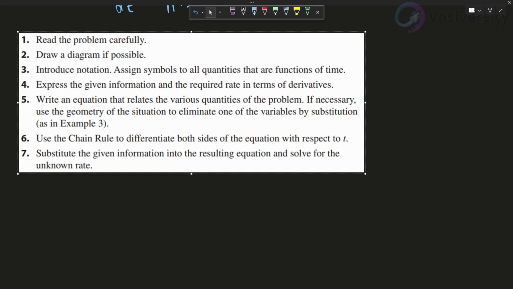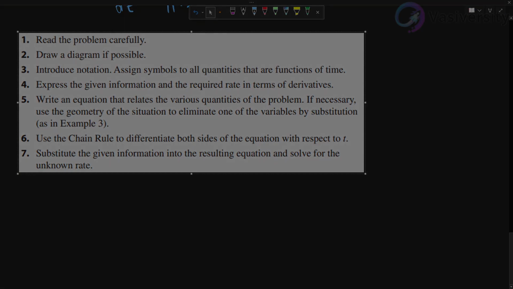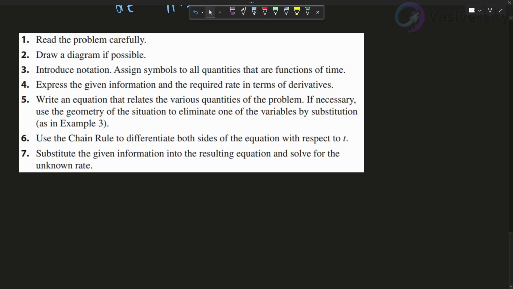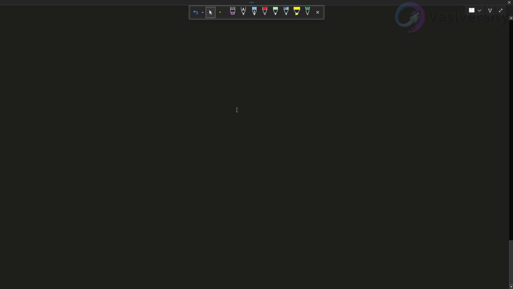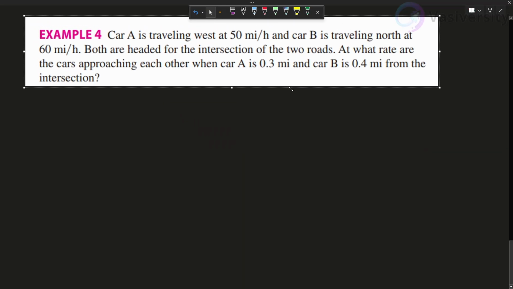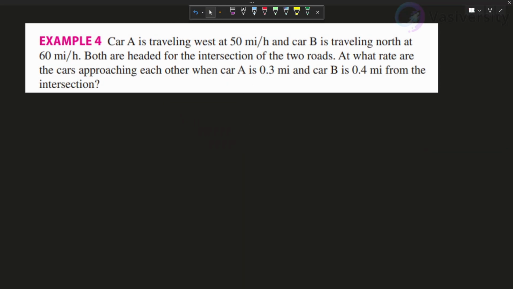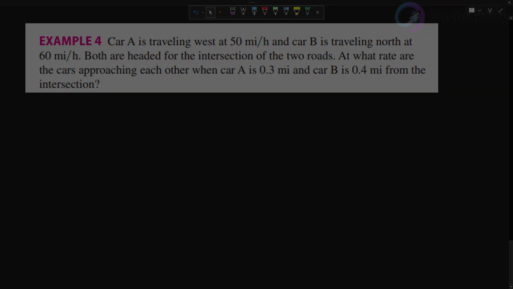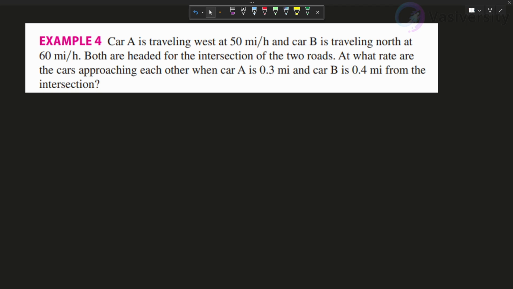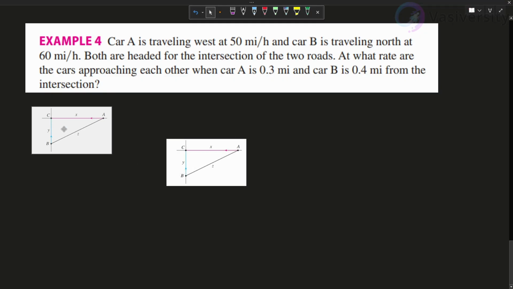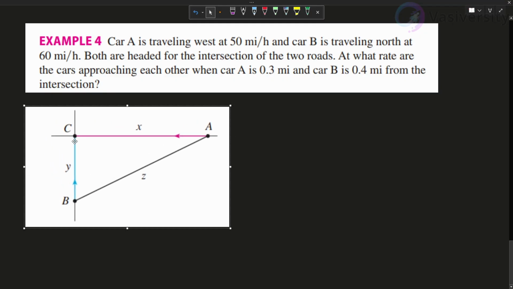Right, perfect. So now let's do a short car problem, which will use the same techniques. So example 4. Car A is traveling west at 50 miles per hour and car B is traveling north at 60 miles per hour. Both are headed for the intersection of the two roads. At what rate are the cars approaching each other when car A is 0.3 miles and car B is 0.4 miles from the intersection? Okay, so here's going to be the drawing. Car A, car B, they are heading towards each other.